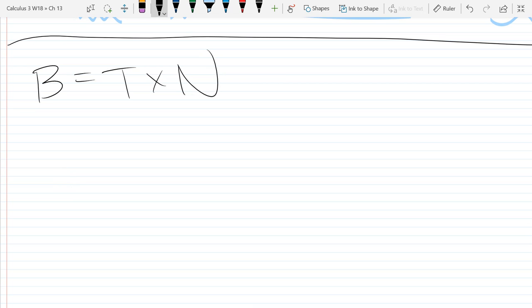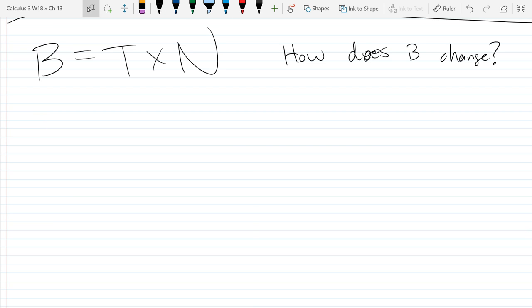How does B change? So what's one way to figure that out? Derivative. If I want to know how much something changes, you take a derivative. So B is some vector. If I want to know how it changes, take the derivative. We could take a t derivative, but we want to know how much it changes when it's normalized.